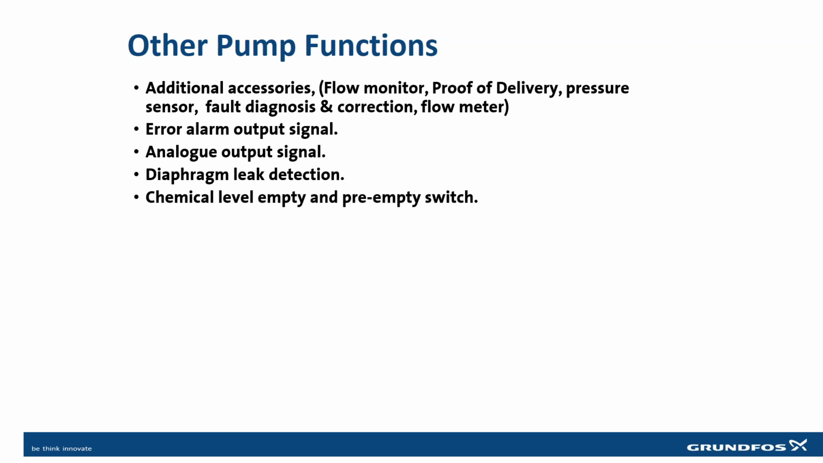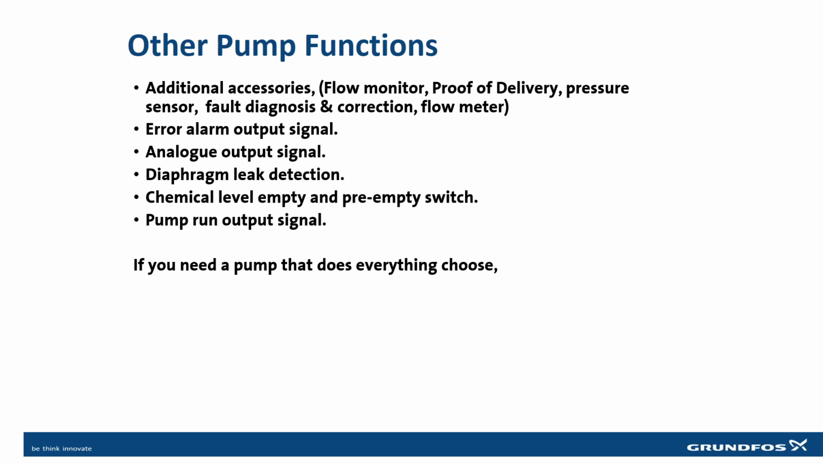Chemical level empty and pre-empty switch, so that the pump can warn when the system is about to run out of chemical, or actually stop the pump before it runs out of chemical, so it doesn't drag air all the way through the system, which takes a lot of work to reprime and get going again. Pump output run signal. Do we need proof that the pump is physically running? When we turn it on, how do we know? It might be kilometers away from where you are.